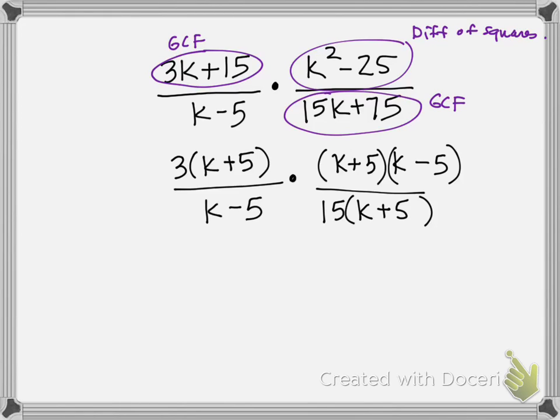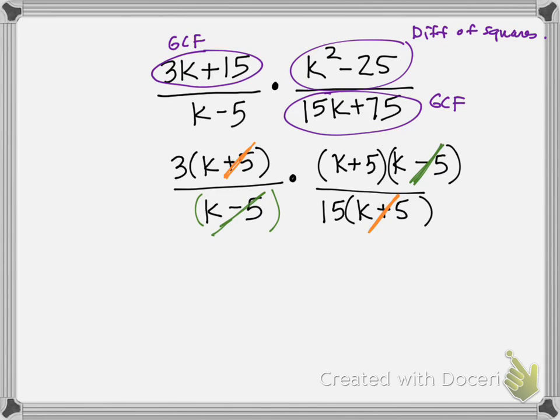Now that I have everything factored, I'm going to look for any factors that are alike in the numerator and denominator. So for instance, k plus 5 and k plus 5 could be crossed out. One's in the numerator, one's in the denominator, because that simplifies as just 1. I also notice that I have a k minus 5 in the numerator, and this is a k minus 5 in the denominator. So those can cross out.